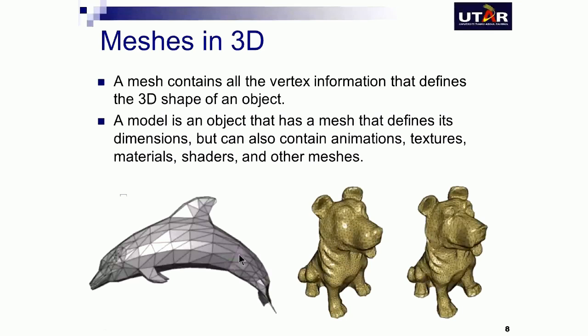So the mesh contains all the vertex information that defines the 3D shape. In addition to that, we can define a model as an object that has a mesh that will define all its dimensions, but the model will also contain other things such as textures, materials, shaders, and other meshes within it. We'll see later on what we mean by materials, shaders, and textures. So let's take a look at an example of meshes used in a particular object.